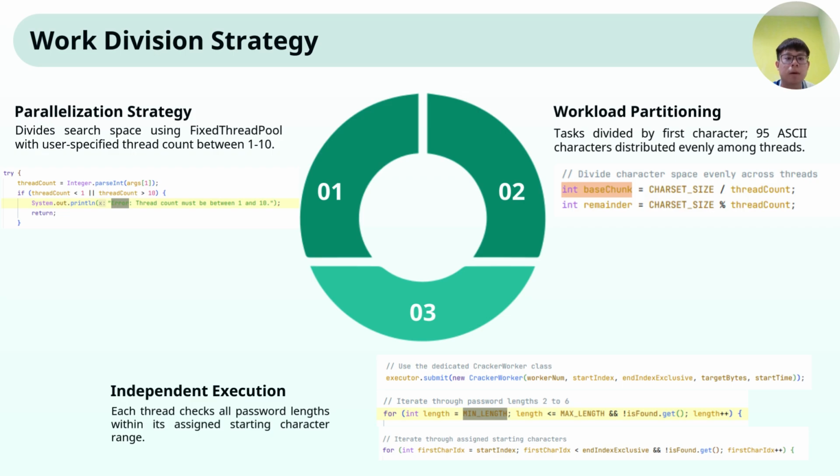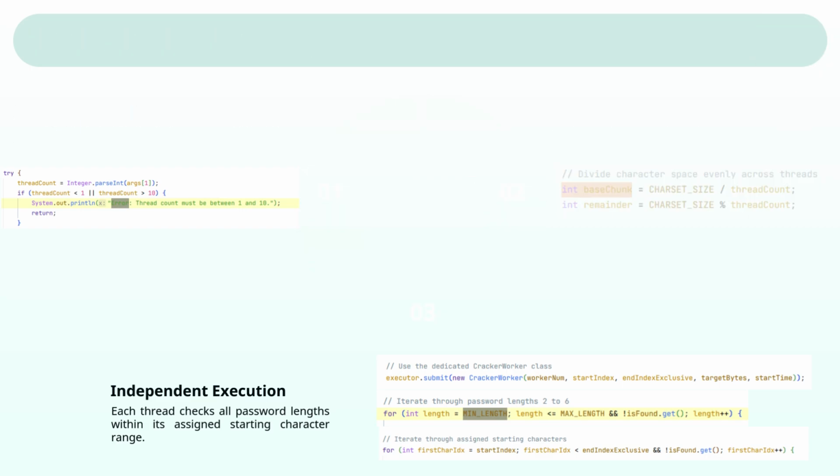I will explain how we parallelize the search using a three-step strategy. First, our parallelization strategy utilizes a fixed thread pool, allowing us to manage the user-specified thread count effectively. Second is workload partitioning. To ensure fairness, we calculate a base chunk to distribute the 95 ASCII characters evenly among the threads based on the first character of the password. Third is independent execution. As shown in the bottom snippet, each thread runs an isolated loop for its assigned range, checking all password lengths from 2 to 6 without interfering with other threads.